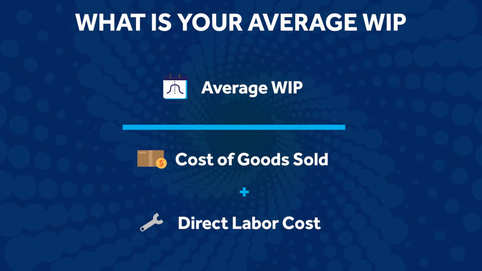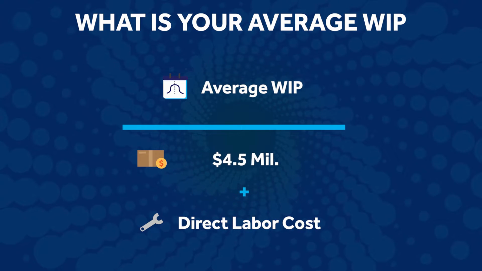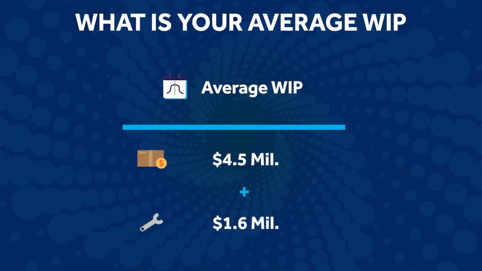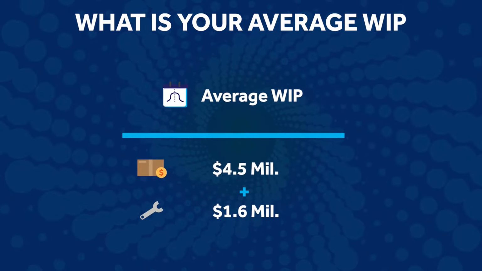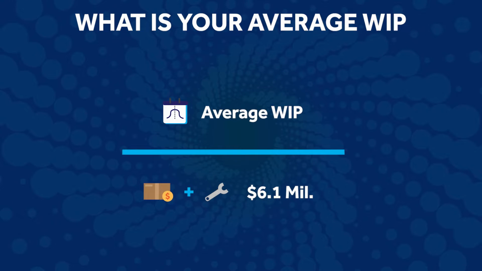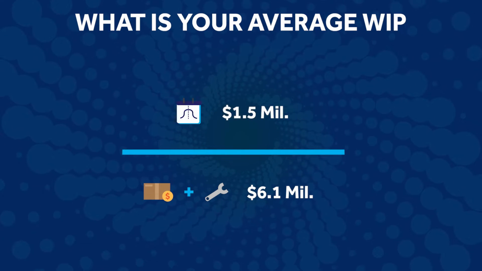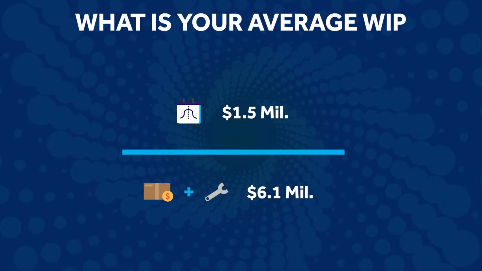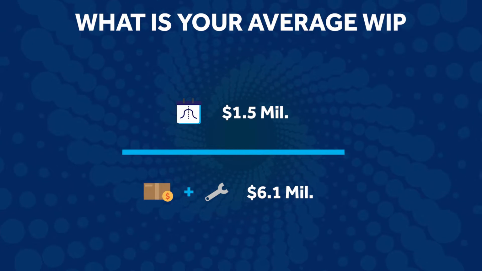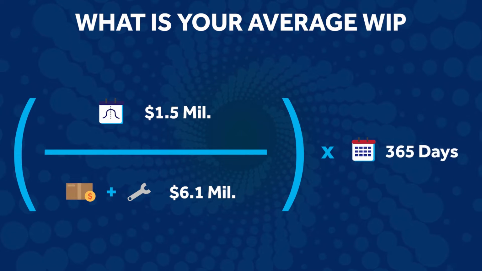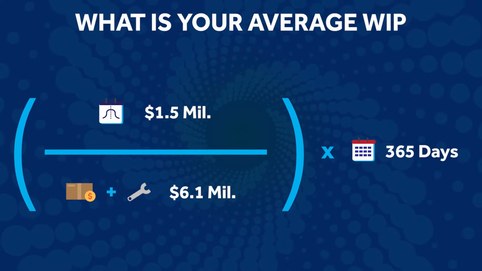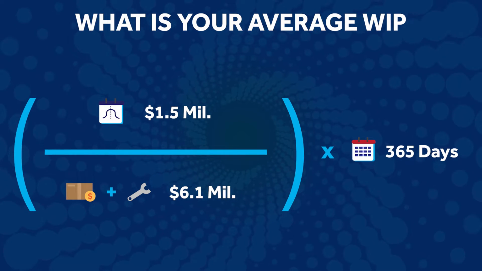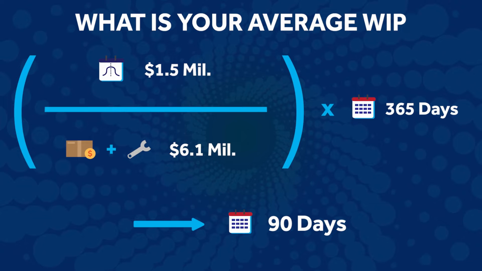So in this example, we're going to say we had $4.5 million worth of cost of goods sold for the year, and we had $1.6 million worth of direct wages. So that comes together to $6.1 million. So 1.5 million divided by 6.1 million. And then the last element is the days in the period. And 365 days, we're going to assume it's not a leap year. We'll multiply that by 365. And if my maths are any good, that gets us around about 90 days.